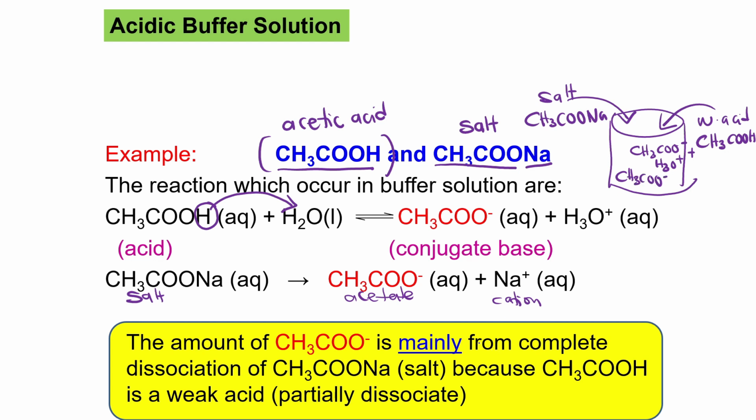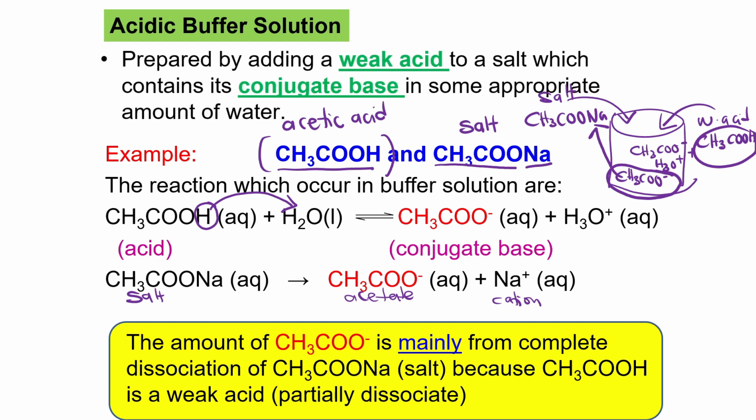So inilah yang saya cakap tadi. Di dalam ini ada CH3COO minus. So yang lebih banyak adalah CH3COO minus yang datang daripada salt. This is because weak acid is partially dissociate. So prepared by weak acid is added to a salt which contain a conjugate base in some appropriate amount of water. Jadi ini adalah kandungan buffer solution.